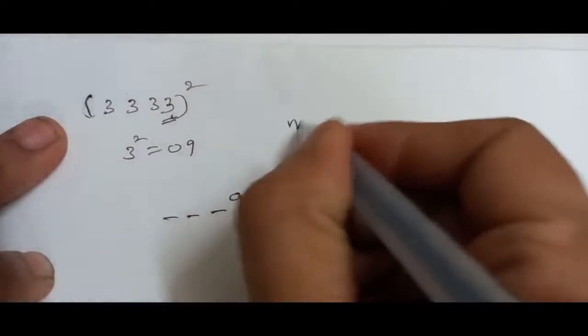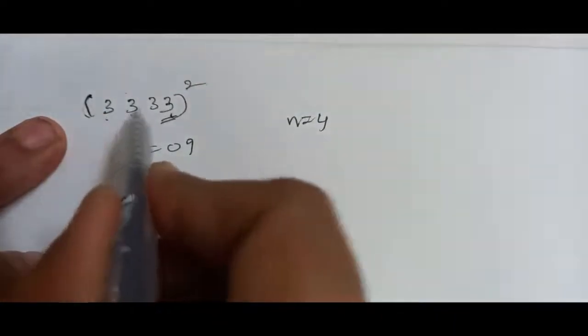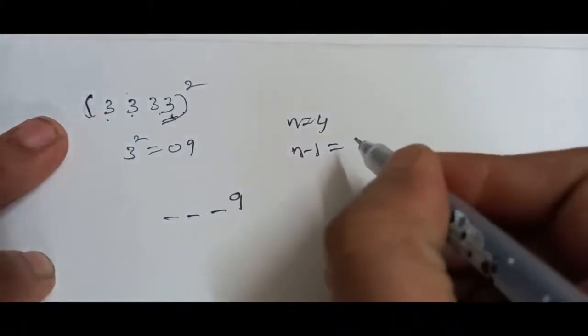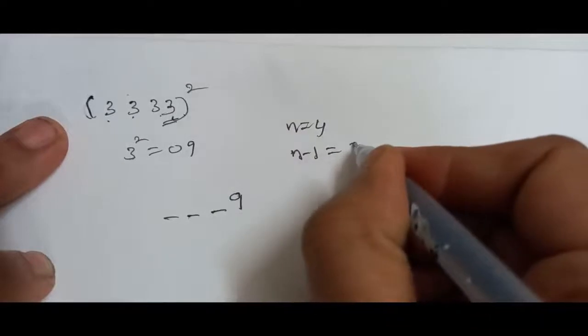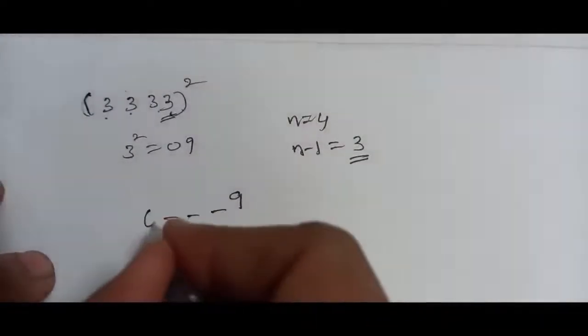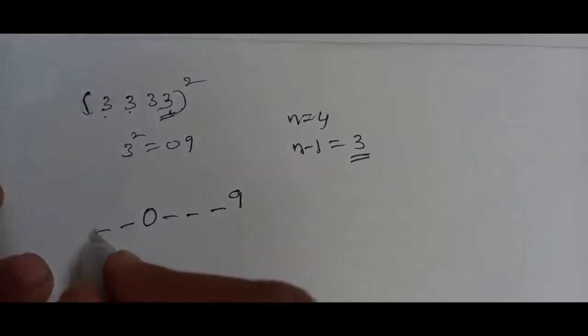If n is equal to 4, 1, 2, 3, 4, no? So we need to leave n minus 1. N minus 1 in the sense 4 minus 1 is equal to 3. So we need to leave 3 spaces. Then write 0 here. Again leave 3 spaces.